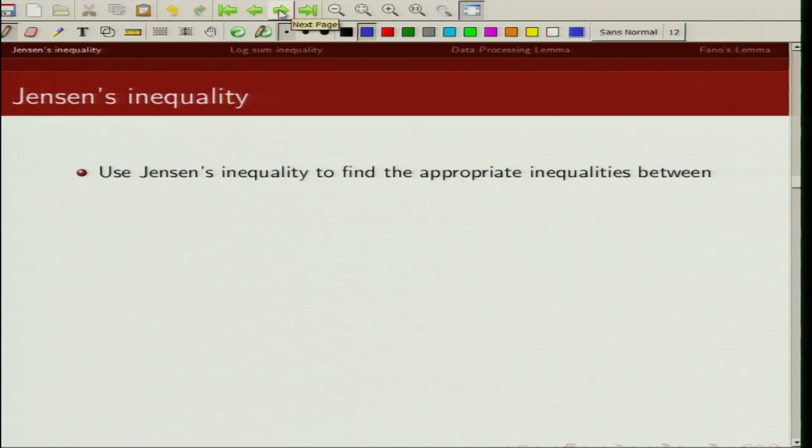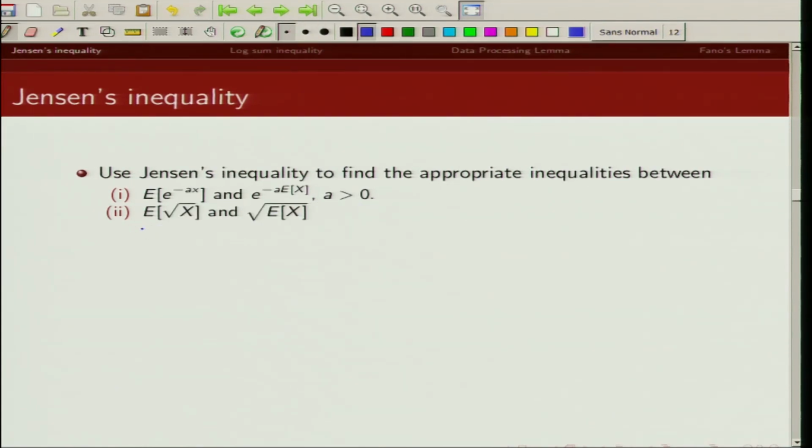So let us take some example to illustrate the Jensen's inequality that we have talked about. So use Jensen's inequality to find appropriate inequalities between the expected value of this function e raised to power minus a x and e raised to power minus a times expected value of x, where a is greater than or equal to 0, and the second function that we are considering is expected value of square root of x and square root of expected value of x.